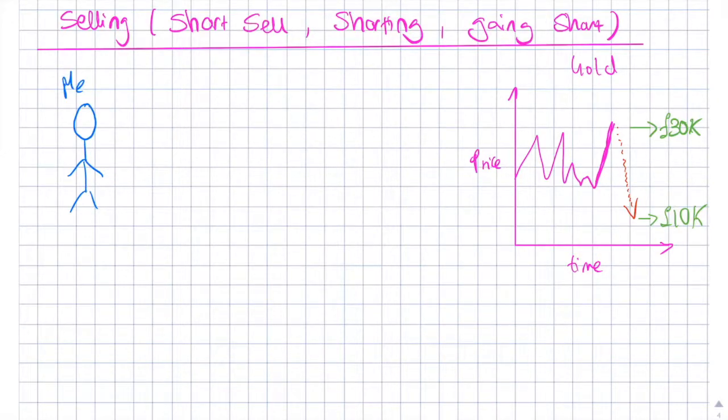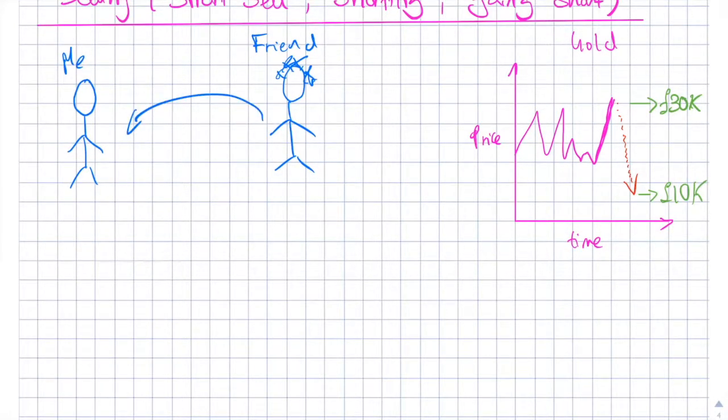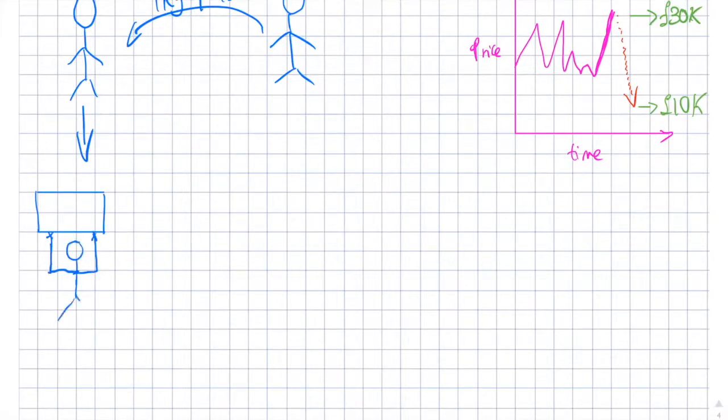you have no gold, but you have a friend, and that friend lends you 1 kg of gold. It's £30,000 for a kg. So your friend lends you 1 kg of gold. Now with that 1 kg, you get rid of that gold and you have £30,000.